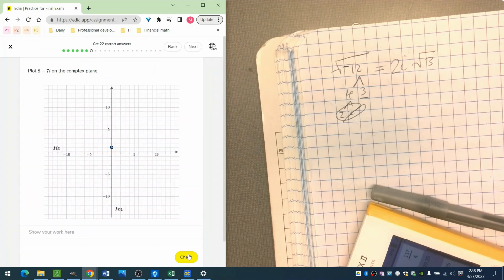Done. For this one, you're just graphing. The first number is your real component, so that's your x. The second number is your imaginary or complex, and that's your up and down. So I'm going to go over 8, and notice that it's giving me the coordinate. I can see on here when I hover over it, the coordinate pops up. So I'm at 9, I need it to be at 8, and then down 7. Done.